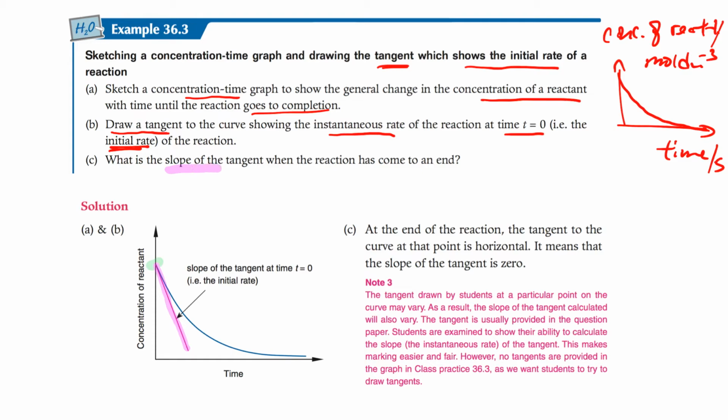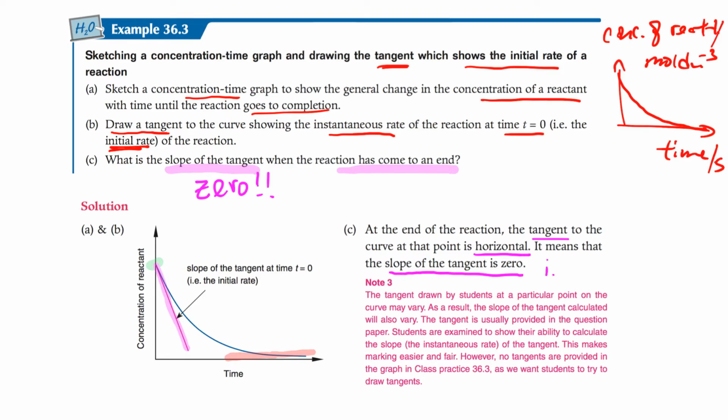So what is the slope of the tangent when the reaction has come to an end? When the reaction comes to an end, that means here. The slope of this one has to be equal to 0 because the reaction has completed. At the end of the reaction, the tangent at this point will be horizontal, which means the slope is 0.